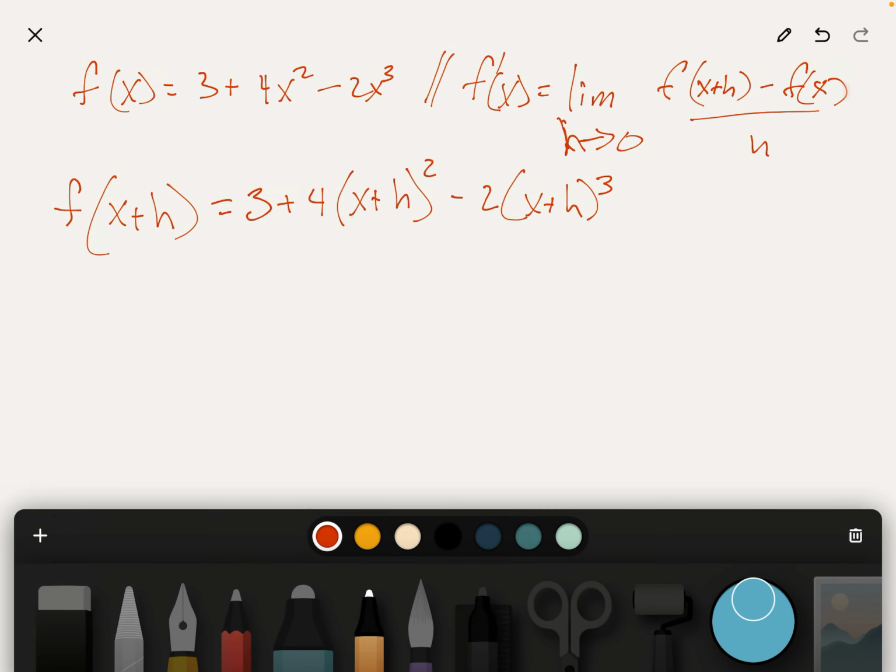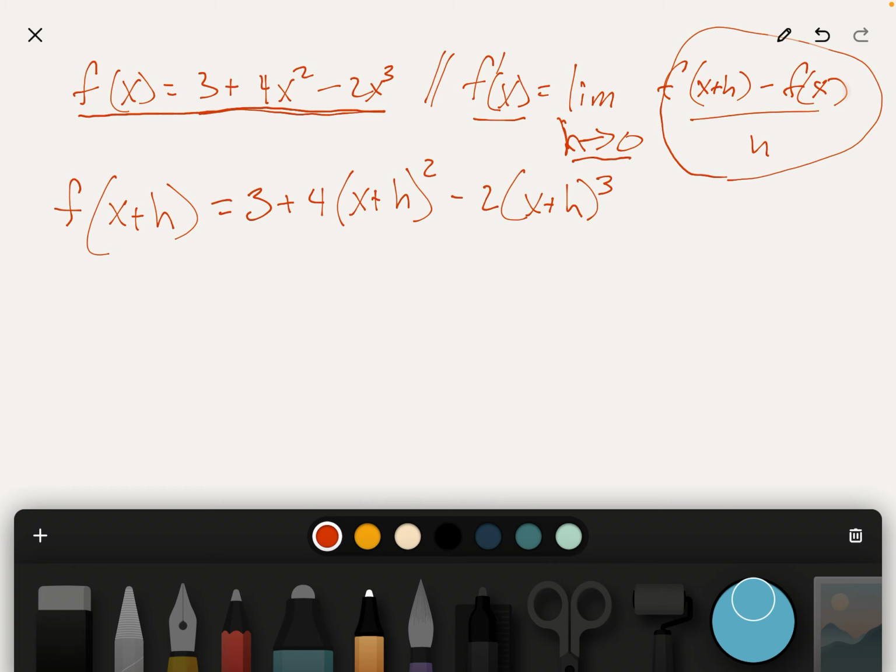Okay, this is problem 9, and we want to use the limit method to find the derivative of y equals this, or as I rewrote it, f of x equals this. And the limit method means that f prime of x is the limit as h approaches 0 of this quantity here, okay? So let's break it down into parts and then put it all together.